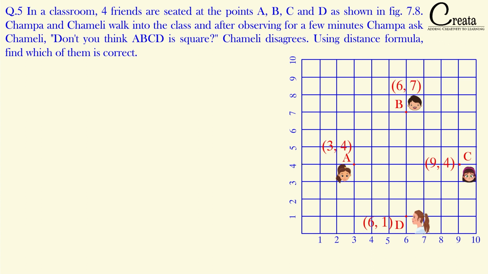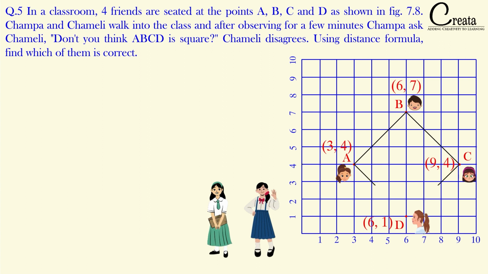Further, 4 points are given. Champa and Chameli, 2 students, enter the class and they observe the 4 points. And they are in doubt whether these 4 points will form a square or not. If we join all the 4 points, what will it be? It will be a quadrilateral. Which type of quadrilateral? Whether it is a parallelogram, a rectangle, a square, a rhombus, a kite, a trapezium, which type of quadrilateral it is.